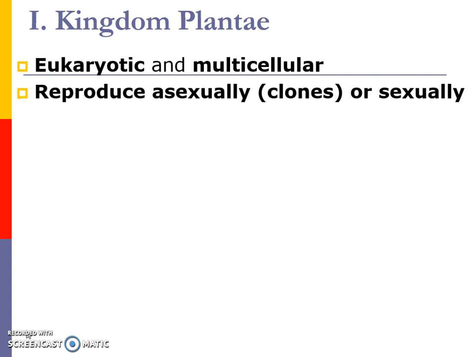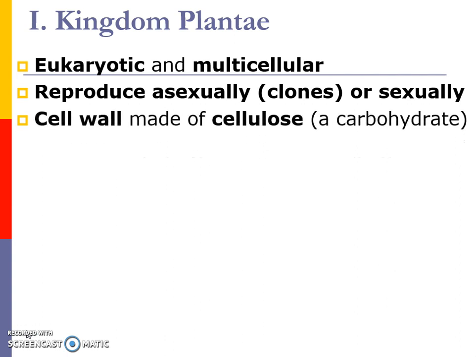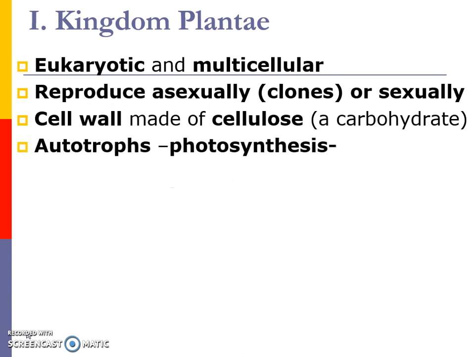They reproduce in two different ways. They can make clones asexually, or they can reproduce sexually, making new types of combinations of genetics. Plants have cell walls. Compared to other things with cell walls, their cell wall is made of a specific molecule called cellulose. They're autotrophs, meaning they make their own food, and we know they do this through photosynthesis. We even know the equation.